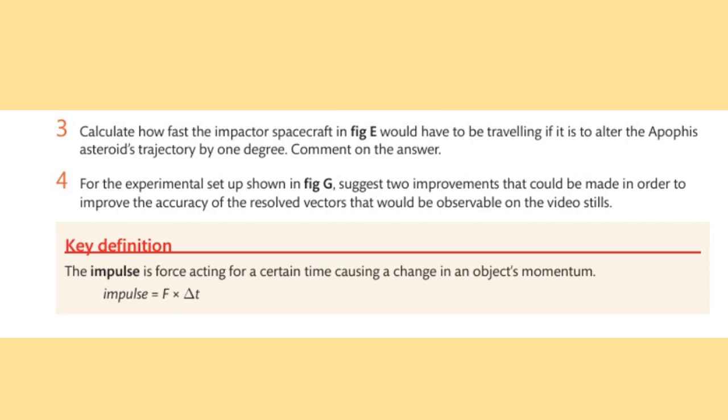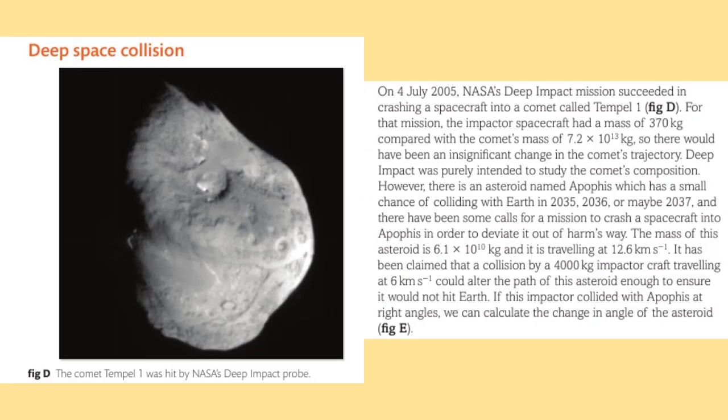Okay, so let's have a quick look at question 3 and question 4. Question 3: calculate how fast the impactor spacecraft in figure E would have to be travelling if it is to alter the Apophis asteroid's trajectory by 1 degree. Comment on the answer. Well, obviously that makes absolutely no sense because you can't see that figure E, so here it is. So first, a little bit of background.